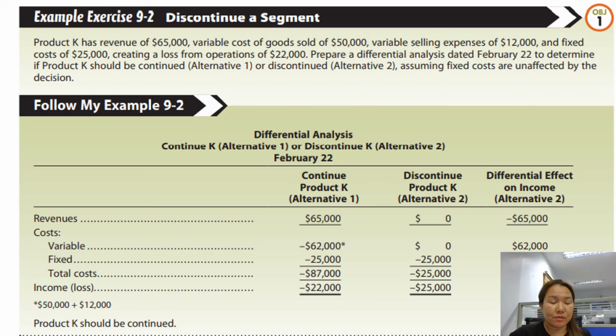Product K has revenue of $65,000, variable cost of goods sold of $50,000, variable selling expenses of $12,000, and fixed cost of $25,000, creating a loss from operations of $22,000. Prepare a differential analysis dated February 22 to determine if Product K should be continued or discontinued. Assume fixed costs are unaffected by the decision. Following the solution of Example 9-2, the differential analysis shows that Product K should be continued.